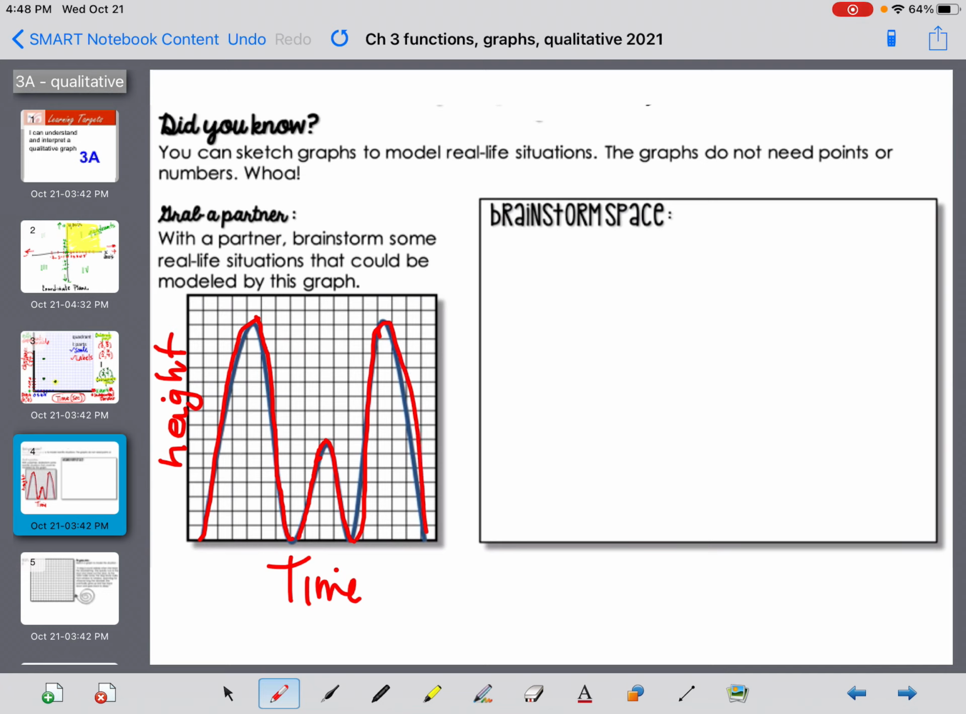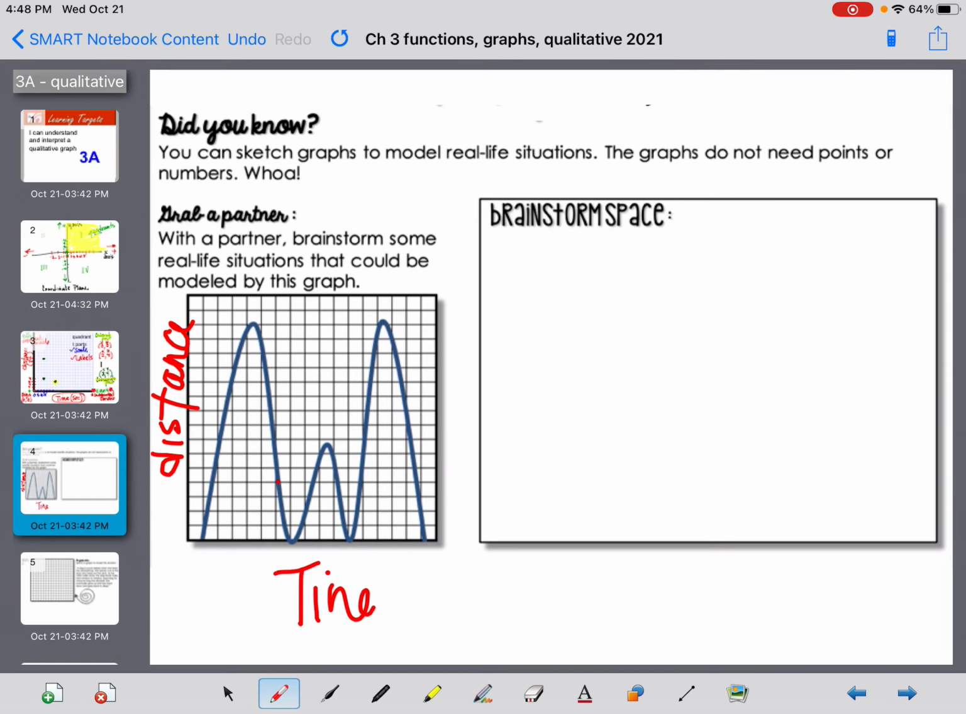So that could be a situation where I created a graph, but we also have other kinds of graphs that go up. Maybe I was talking about distance, right, versus time.